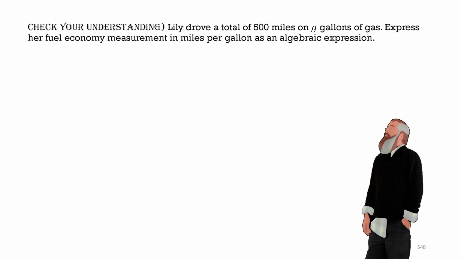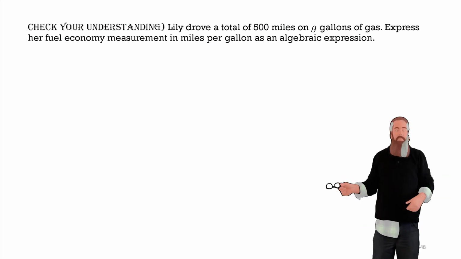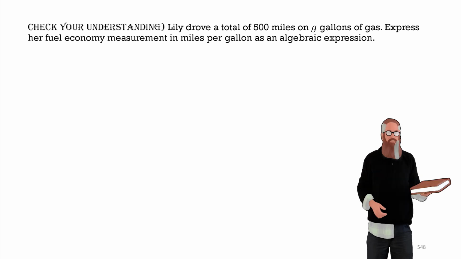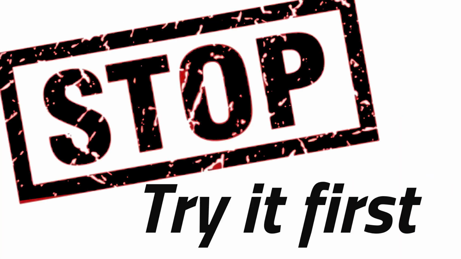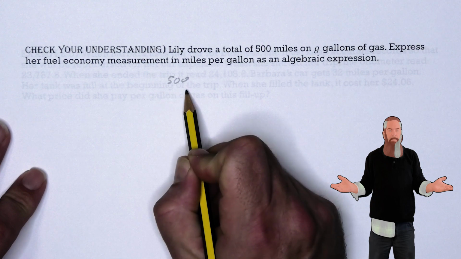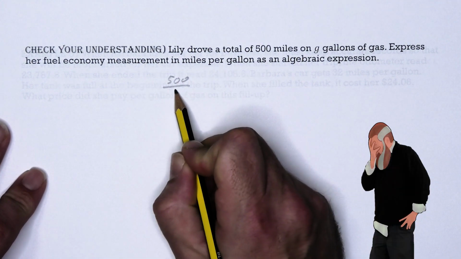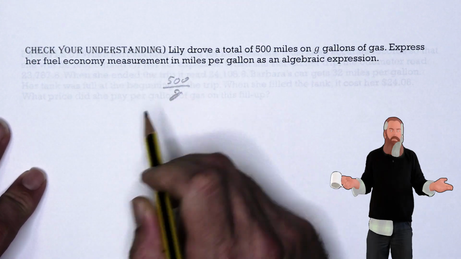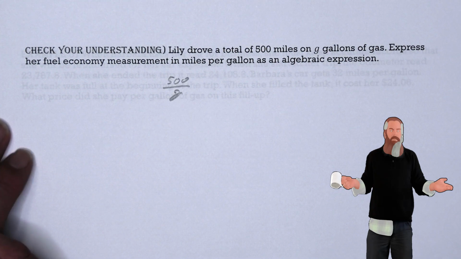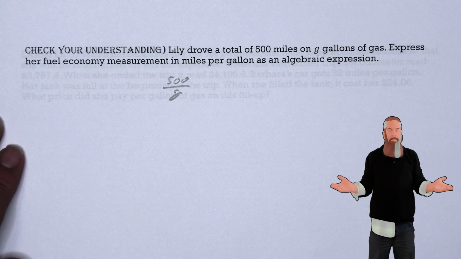Now, let's check your understanding of this. Lily drove a total of 500 miles on G gallons of gas. Express her fuel economy measurement in miles per gallon as an algebraic expression. Well, since we know how far she drove, and that is 500 miles, if we divided it by G, the number of gallons used, we would find out exactly how many miles per 1 gallon was used.